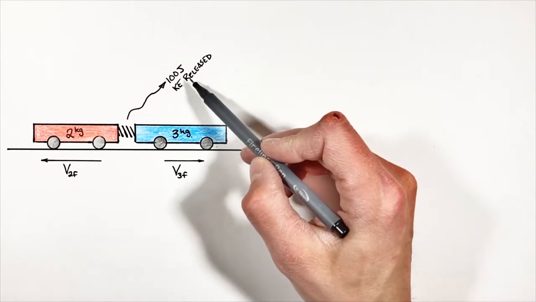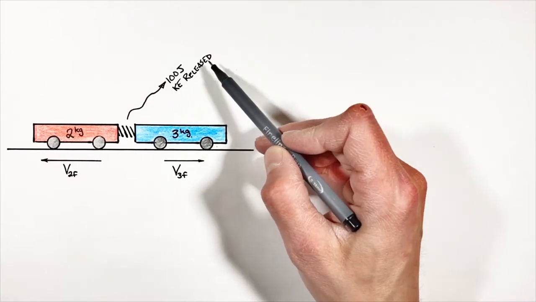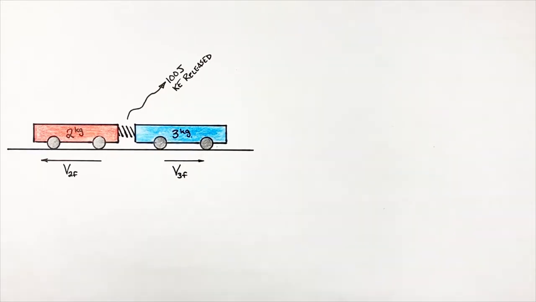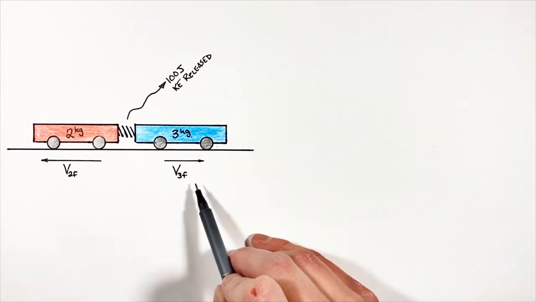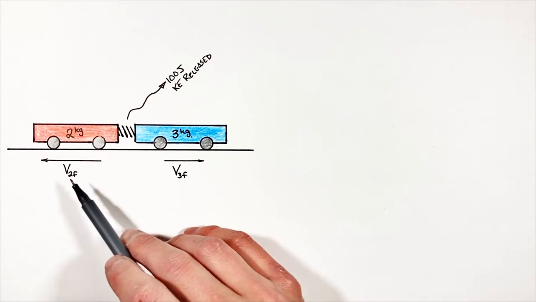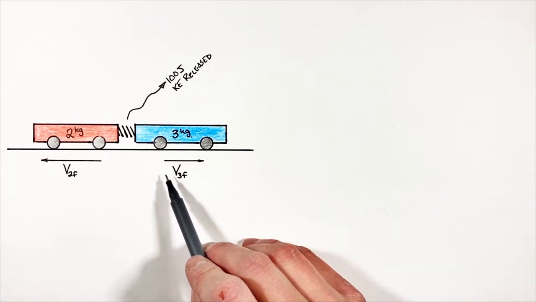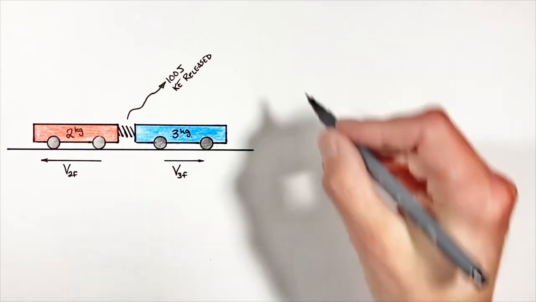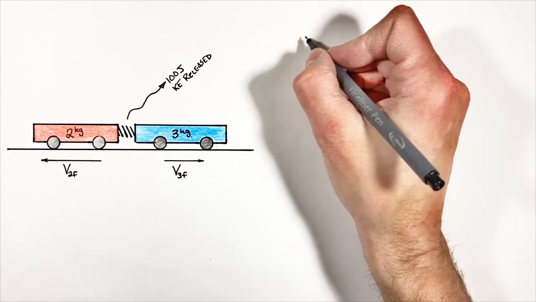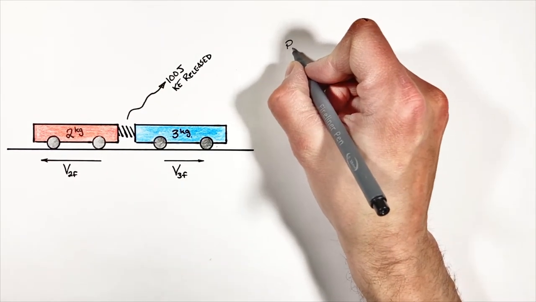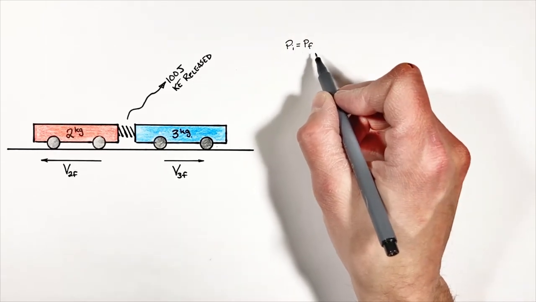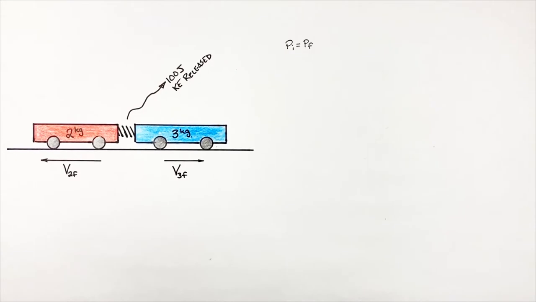All we've been given is the amount of kinetic energy which has been released as this spring between the two carts relaxes. Now, because we have two unknowns in this problem, we're going to need to set up two different equations in order to solve this entire problem for both final velocities. Now, the first equation is going to be based on the conservation of linear momentum, where the initial momentum of the system is going to be equal to the final momentum of the system.